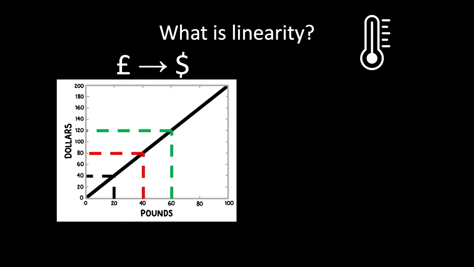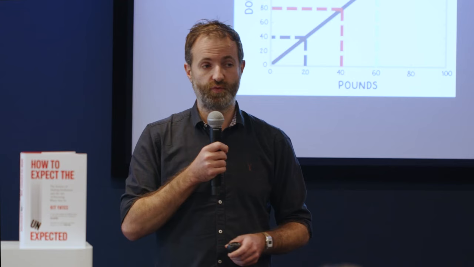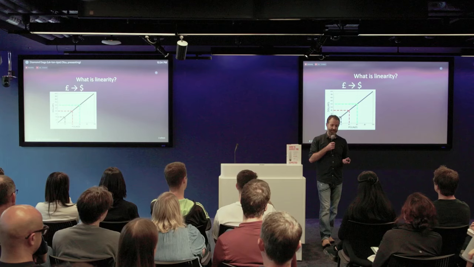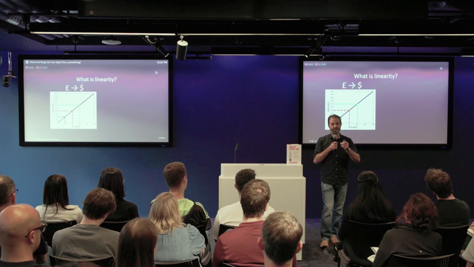If I increase the amount I want to change by a fixed amount, by 20 pounds, then I should increase the amount I get back by a fixed amount, by $40. So I get $80 for 40 pounds. Again, if I increase the input by another 20 pounds, then I increase the output by the same amount to get another $40, so a total of $120. Okay, so it's a relatively straightforward idea, but the idea is that it doesn't matter where you start, a fixed change in the input should always give you a fixed change in the output.